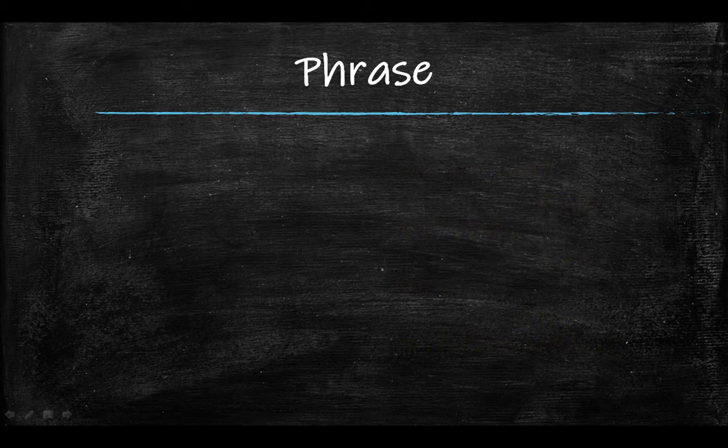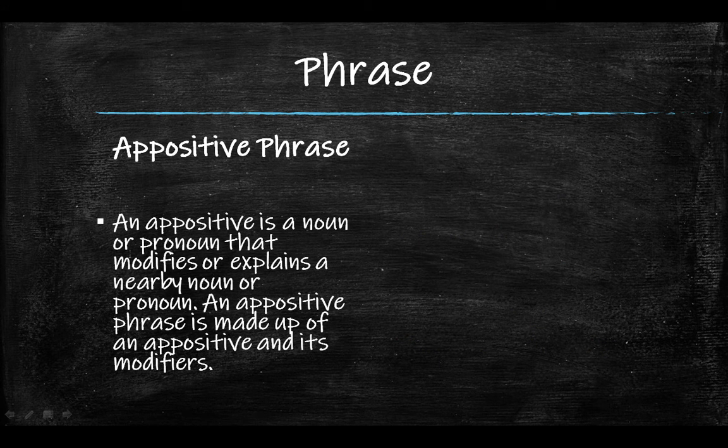And now an appositive phrase. An appositive is a noun or pronoun that modifies or explains a nearby noun or pronoun. And an appositive phrase is made up of an appositive and its modifiers. That's the technical definition. Let me make it very, very simple for you. An appositive phrase is basically, from the point of view of its structure or composition, a noun phrase consisting of a noun and its modifiers. And that noun phrase is placed right after another noun and it explains it. Whenever both these conditions are there, call it an appositive phrase.